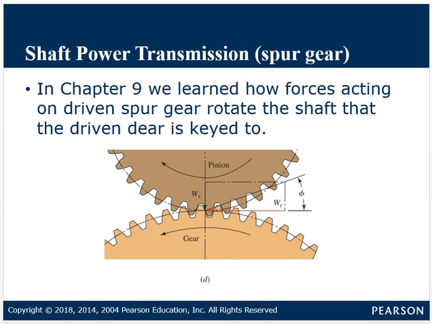A little review here. In Chapter 9, we learned about how forces acting on spur gear rotate the shaft that the driven gear is keyed to. So what we have here is a tangential force. That's what we've seen here, this tangential force, which operates and pushes the gear along. And then we have the normal force here, which is this pressure along the pressure angle line.